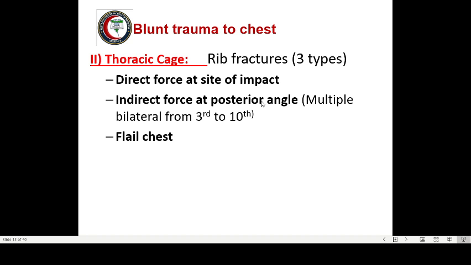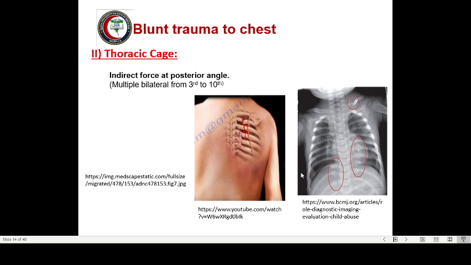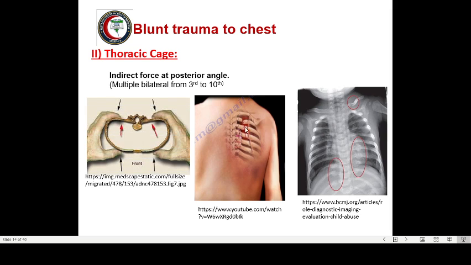Indirect force at posterior angle. Here we have a force which presses the whole chest, and in this case we have the fracture here in the posterior angle of the ribs. The red arrow here denotes the site of the angle of the ribs.